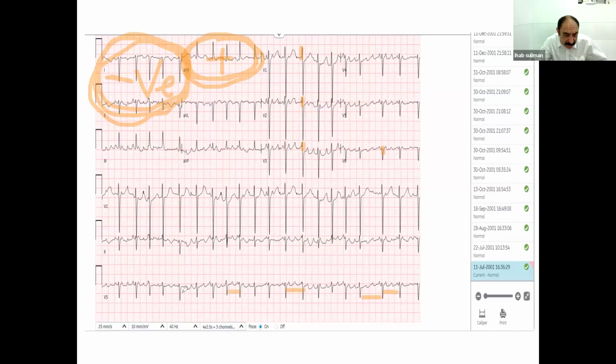Irregularly irregular. I agree with you. Looks like it's a sawtooth pattern, to be honest with you. And the RR intervals are not really the same; this RR interval is not like this one, or this one. So different RR spaces.